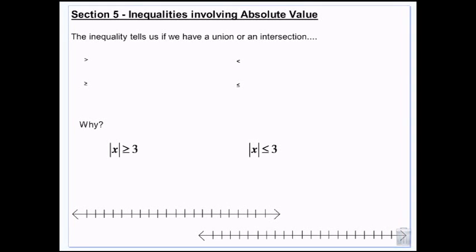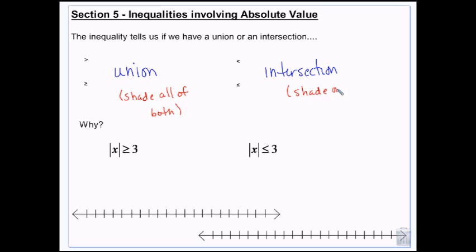Absolute value inequalities, whether we're greater than or less than tells if it's a union or an intersection. If it's greater than, it's a union. And if it's less than, it's an intersection. And then if you remember, this is where you shade everything, or like all of both. And this is where you shade only the overlap. Of less than, you're having an intersection, so you're only shading the overlap.